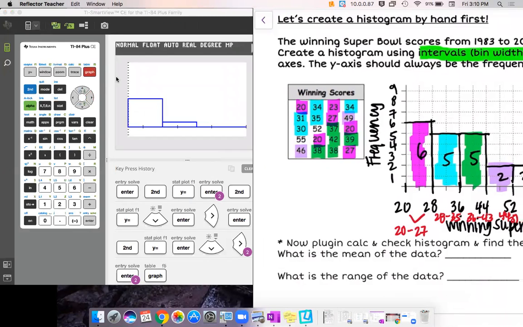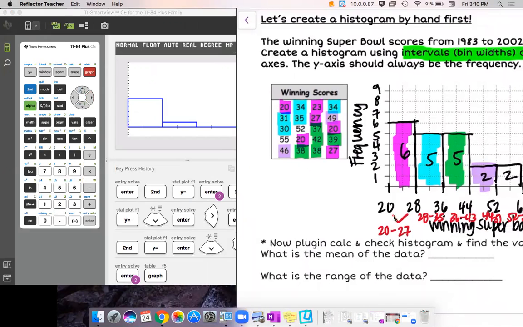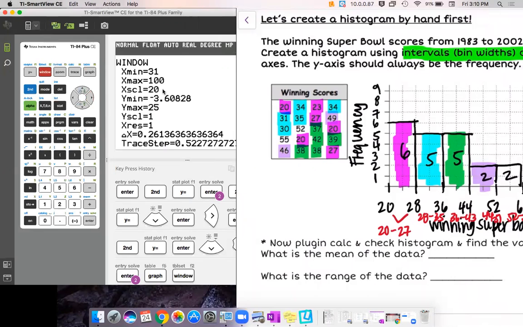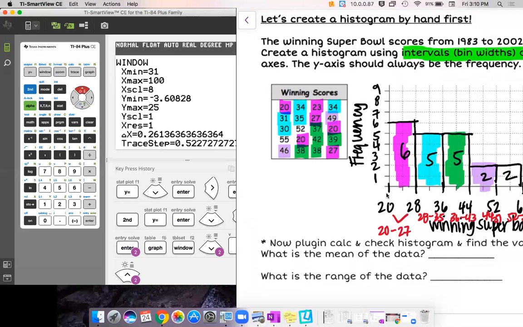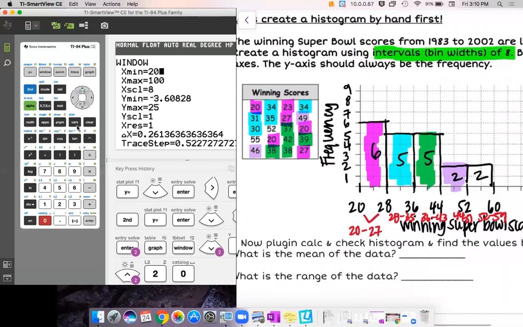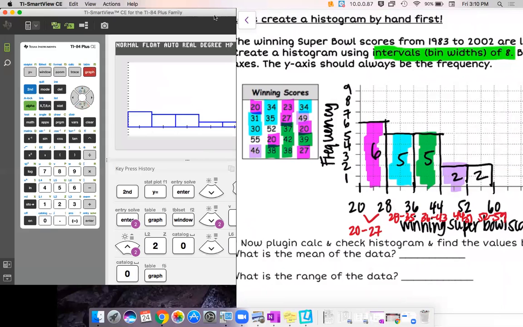Now, the one thing that we have to do is tell it what bin widths we want it to do it by. So we did bin widths of 8. So you have to go into this window, and you're going to change this X scale to be 8. You want your X minimum to be the smallest number. So we started with our smallest number being 20. And then if we look at what our largest number was, 60. So I'm going to choose the X max to be 60. Now, if I click graph, these should match nicely.